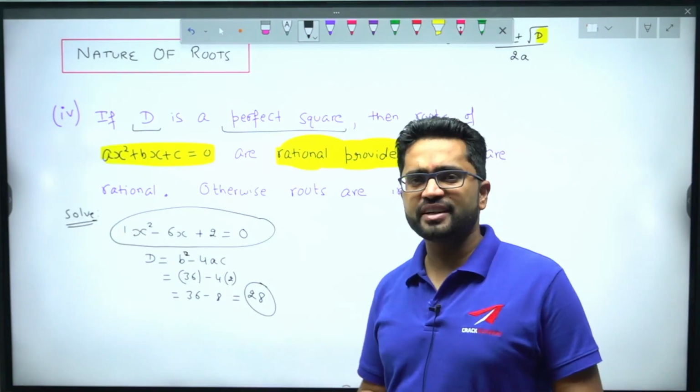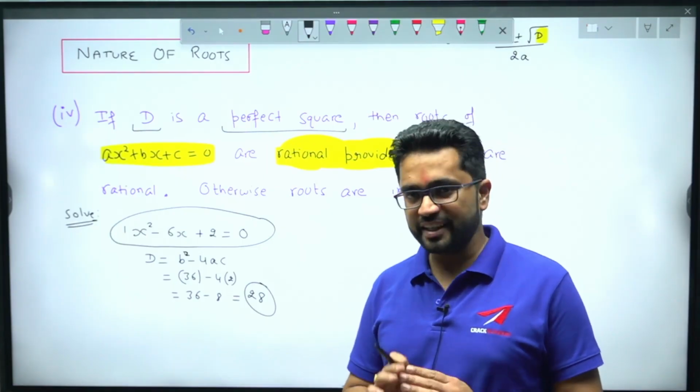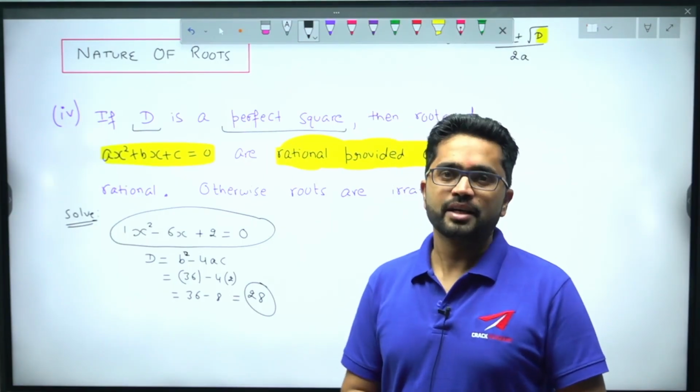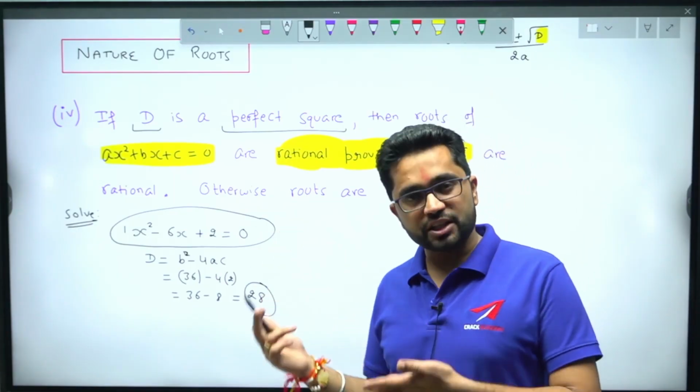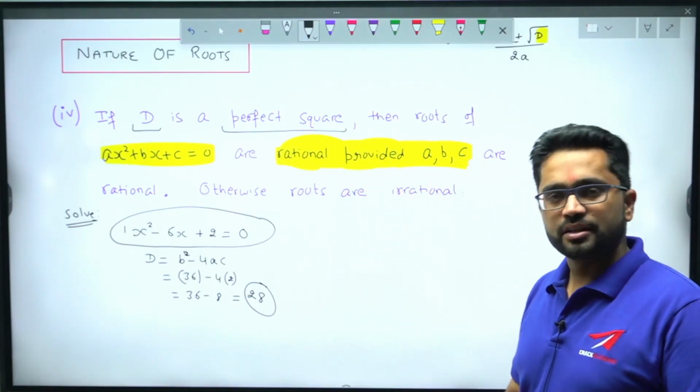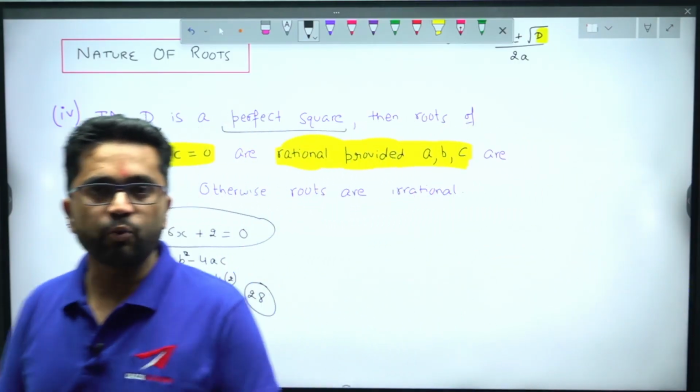If D is not a perfect square, roots are what? If D is not a perfect square, roots are irrational. Okay, if D is a perfect square, then roots would be what? Rational, provided the coefficients are rational. Okay.